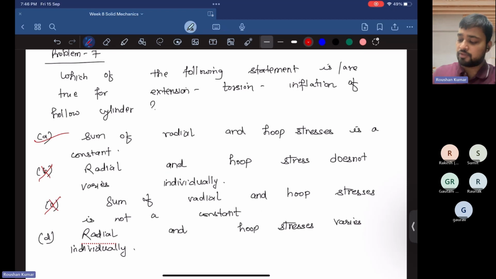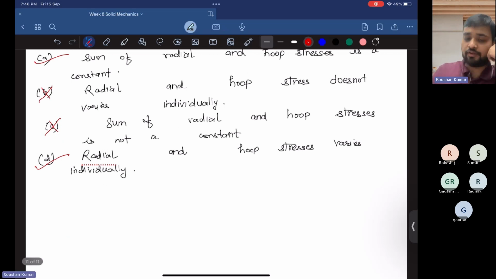Radial and hoop stress vary individually. So yes, it's the correct option, because radial and hoop stress can vary individually, but their summation is always constant. That means if radial stress increases somewhere, at that point hoop stress decreases, but their summation is always a constant. So this is question number 7. Now move on to the next question, problem number 8.